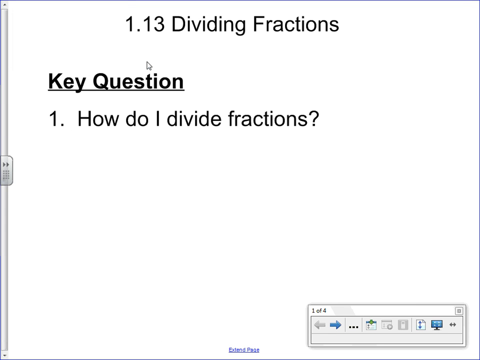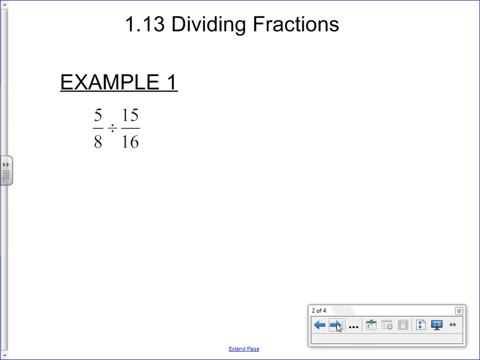In this lesson, we will be reviewing the concept of dividing fractions. By the end of this lesson, you will be able to answer the question, how do I divide fractions? Dividing fractions is very similar to multiplying fractions. As a matter of fact, we don't actually divide fractions.